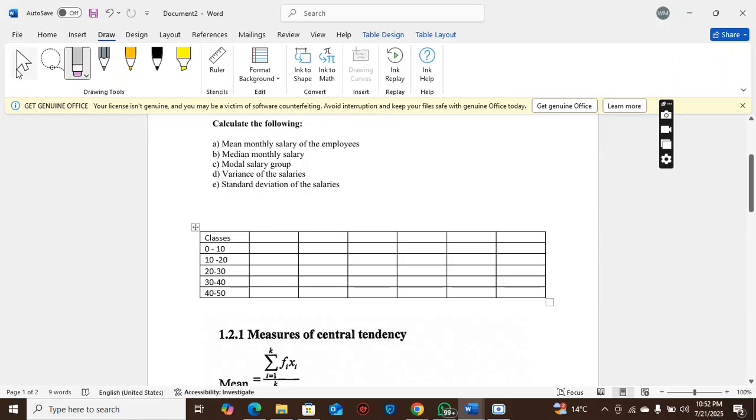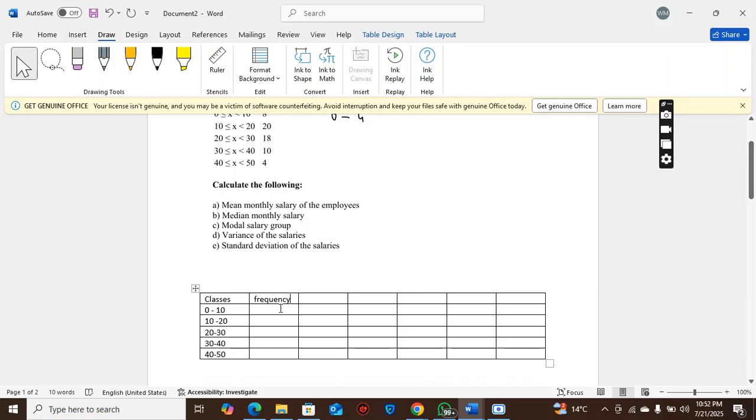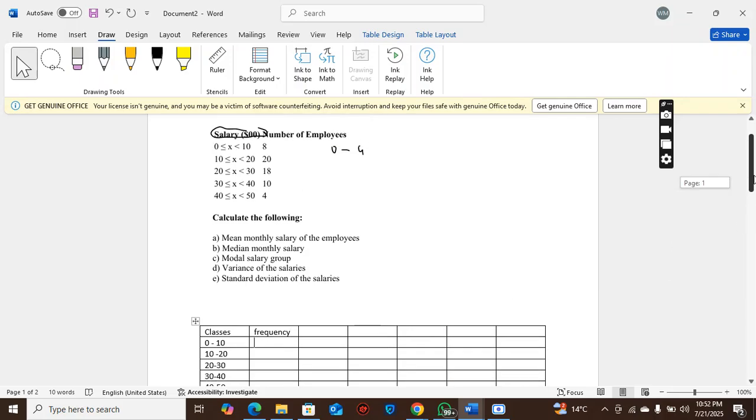What's the next item we put here? Correct. You put in the frequencies. So the first two columns is information already given to you. Frequency 8, 20, 18, 10.